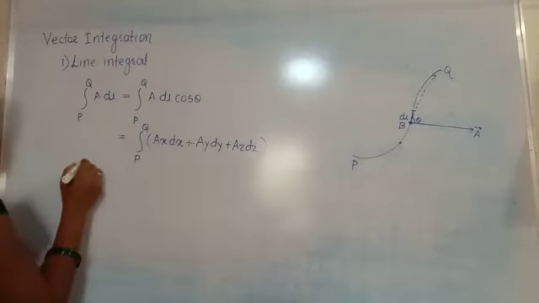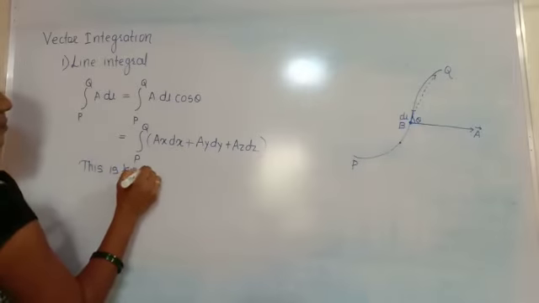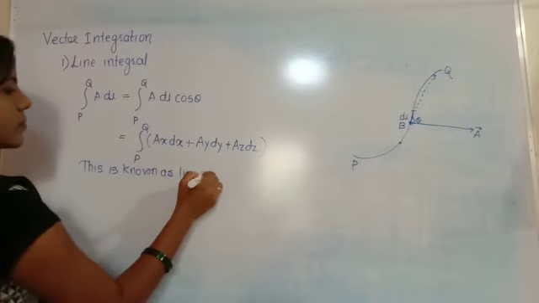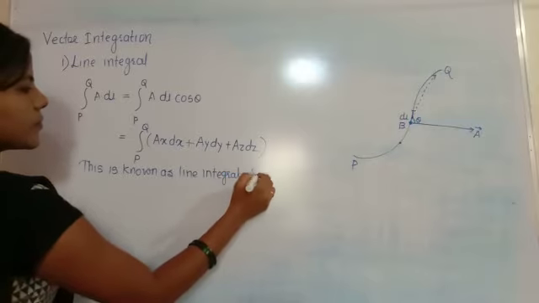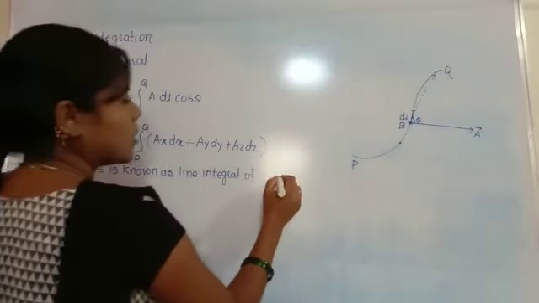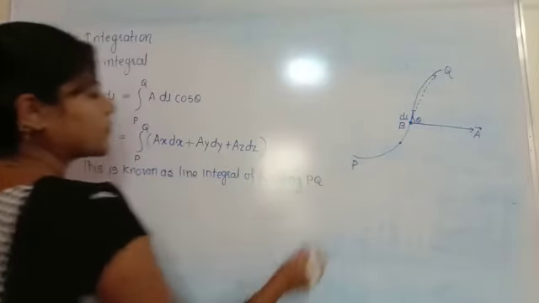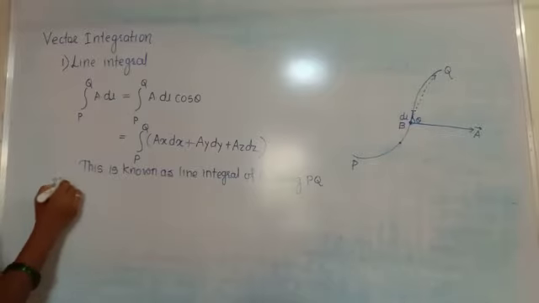So this is known as the line integral of A along PQ. Okay, so this is the definition of the line integral. Then second is the surface integral.